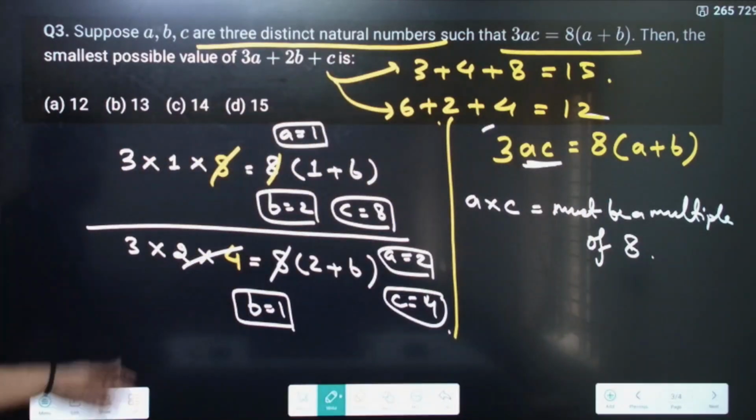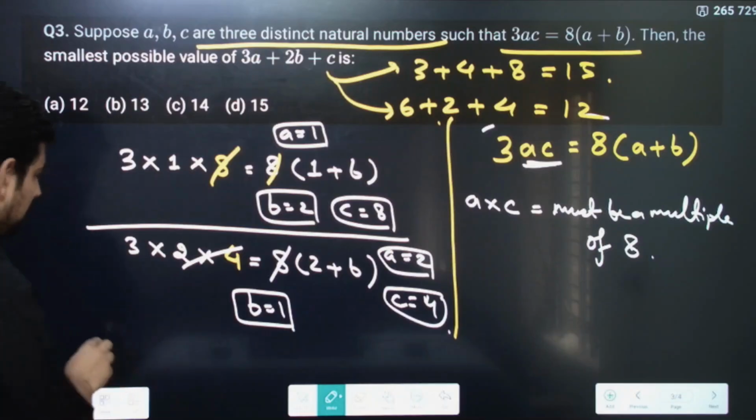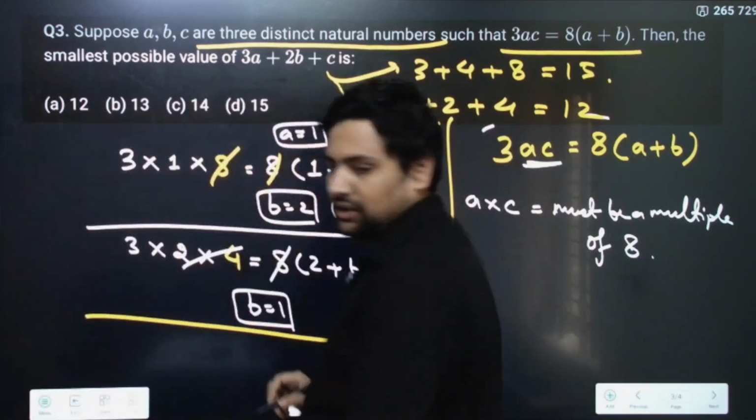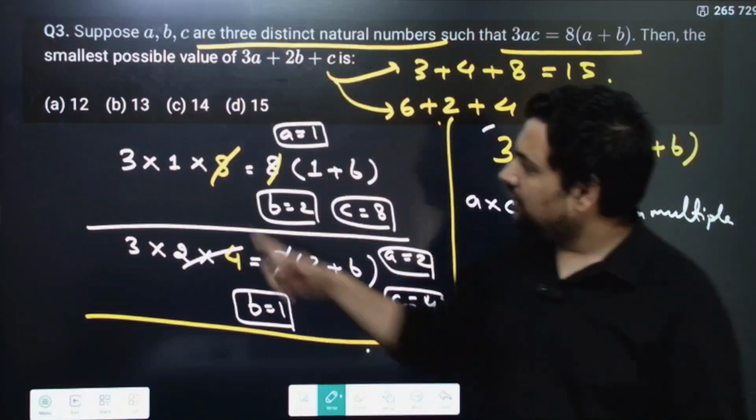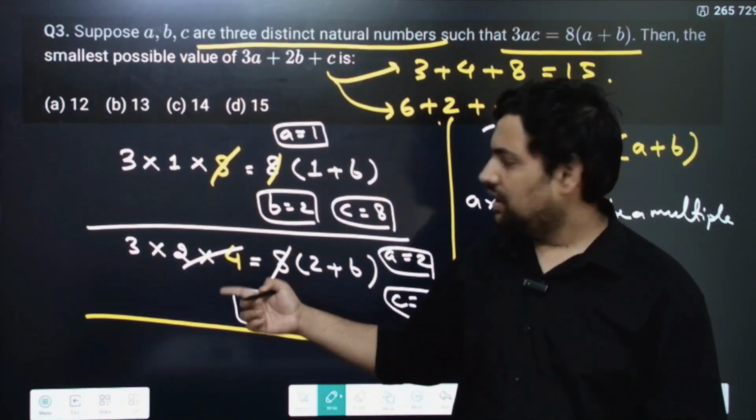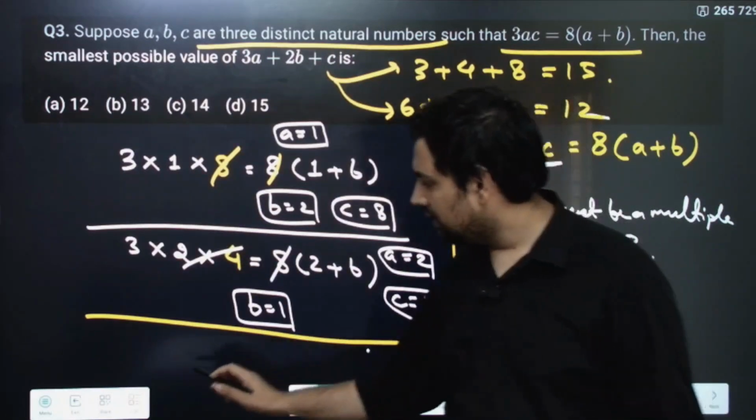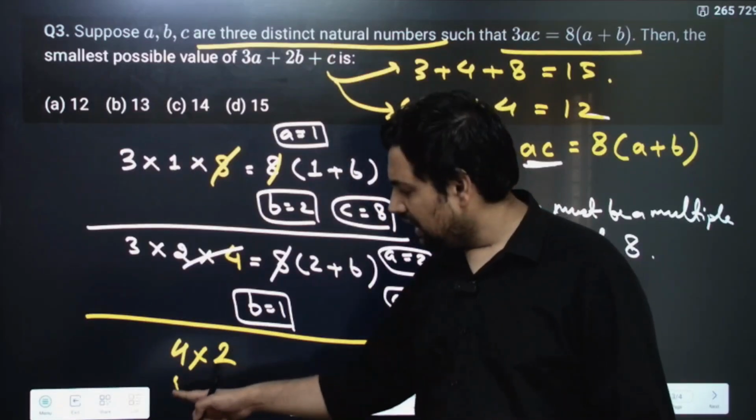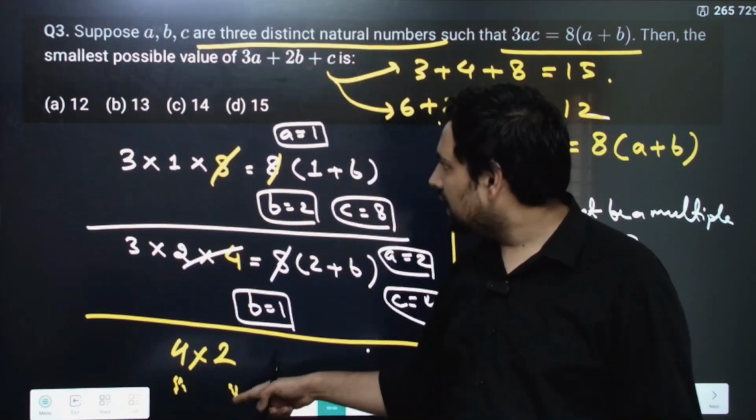Got it? Now, can I try for any other number? See, if you tried any other number, for example, now you have tried 1, you have tried 2. Now, if you go for 4, don't you feel that if this is 4 and this is 2, then essentially your A is actually becoming bigger than your C.